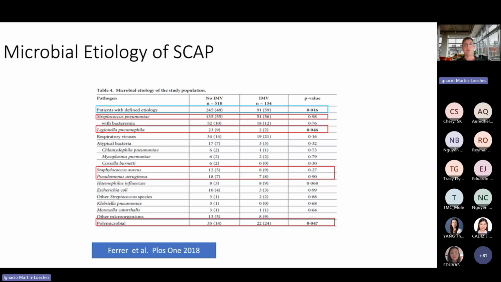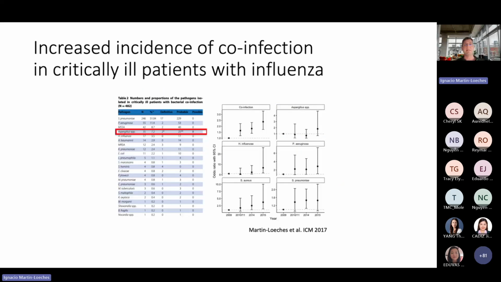And we all know that strep pneumo is the number one pathogen in patients with community-acquired pneumonia. It is true that we have other types of pathogens such as Legionella, Staph aureus, even Pseudomonas, and in fewer circumstances, polymicrobial infections. However, we have also seen that in patients with viral infection, especially influenza, we can have a high rate of co-infection that goes up to 50% of the patients.